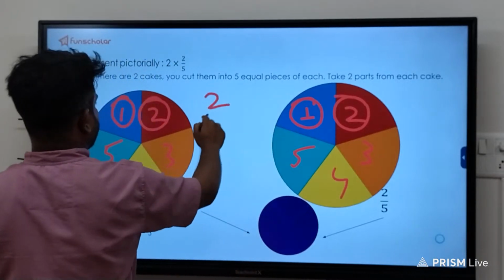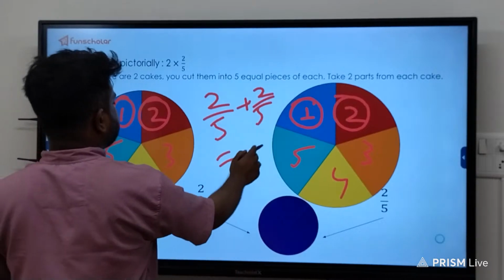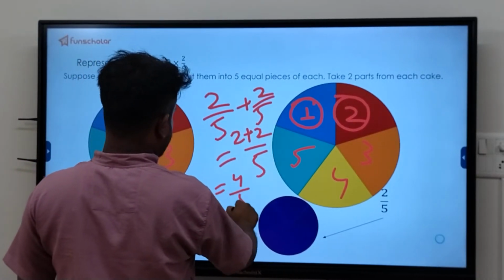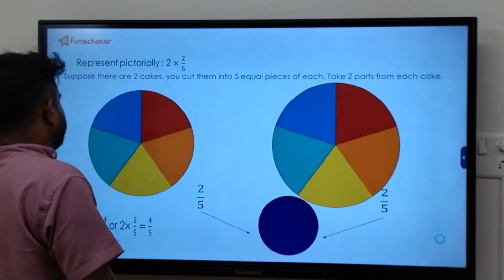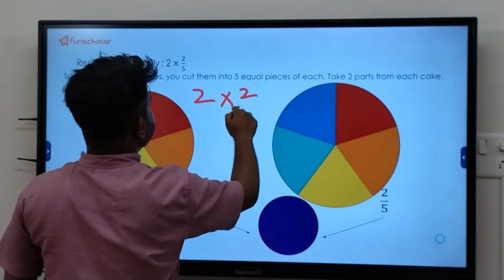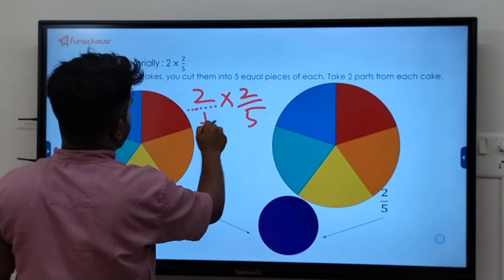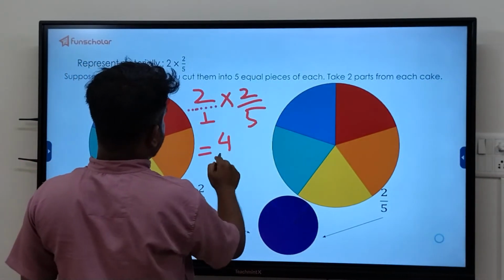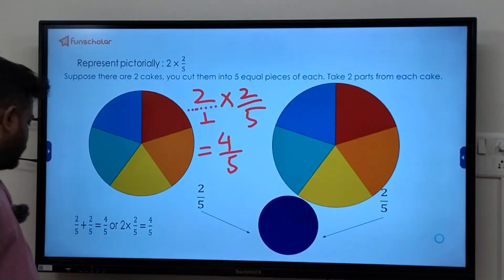Okay, so it will be 2 by 5 plus 2 by 5. So the answer will be 2 plus 2, 4 by 5, just like this. But we can do this with a simple calculation, just like I have done in the previous one. We can take an imaginary 1 as a denominator and simply multiply these two and these two, and it will give us the answer 4 by 5. Okay.